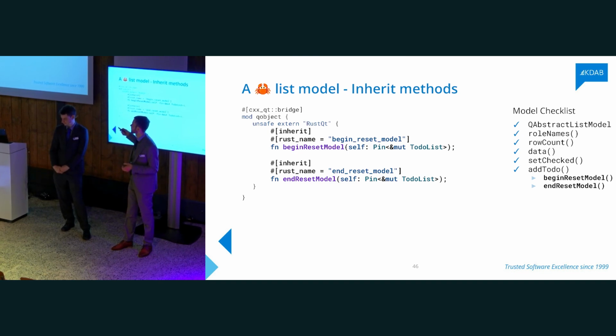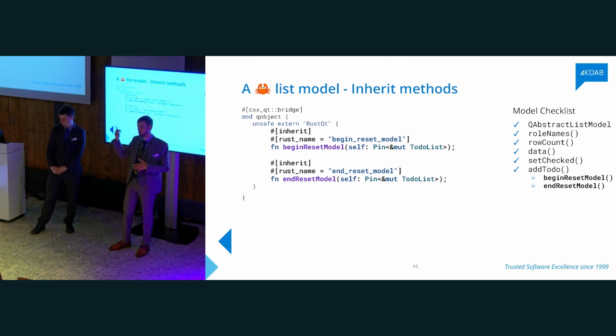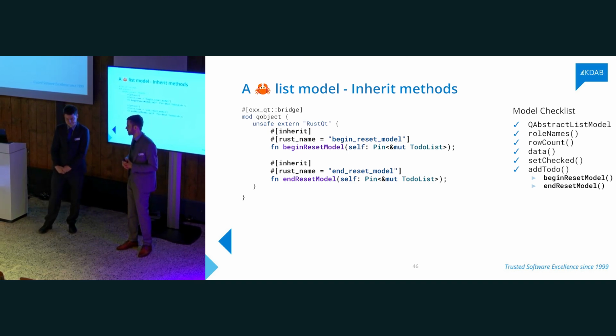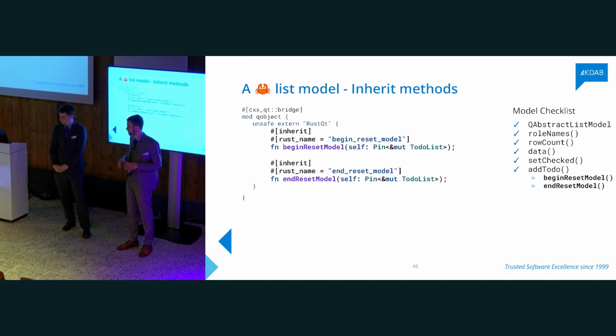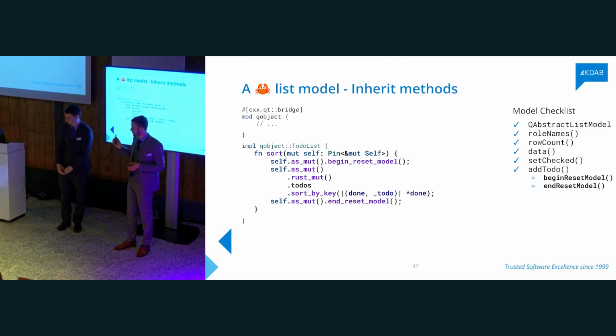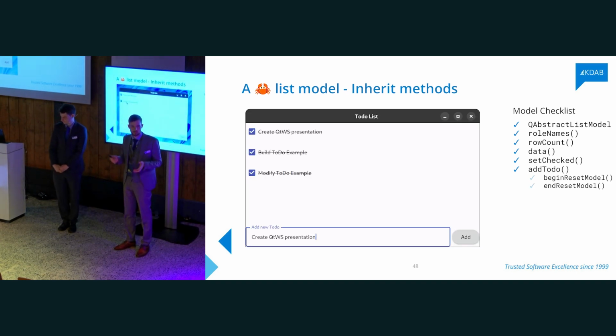With CXX-Qt, you just easily declare any function you want that is implemented in your base class, and tell CXX-Qt, by the way, I want to inherit this from C++. And CXX-Qt will do all of the checks that this function exists and that it's coming from the parent class, and export it to Rust. Once you're done with that, you can just call the function and be done with it. So we just reset the model, then sort our vector by key and end the model reset. And that's it. Our to-do list works.